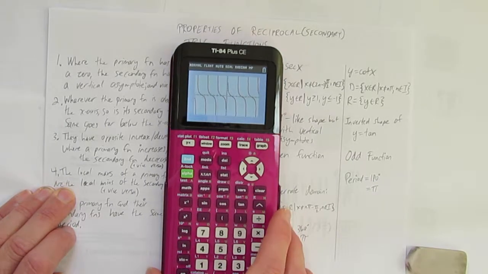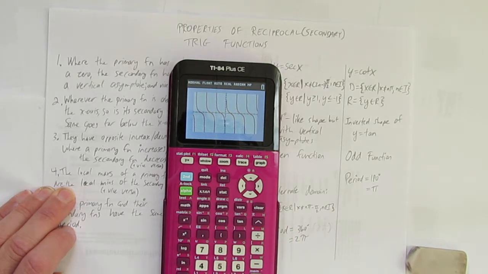That's some of the properties of reciprocal, also known as secondary trig functions.